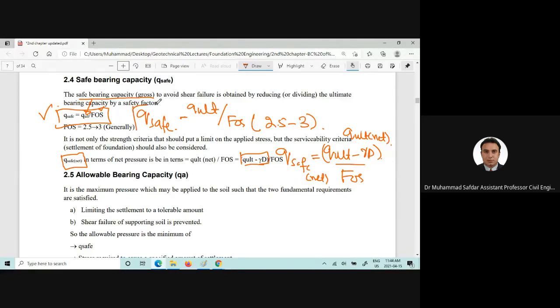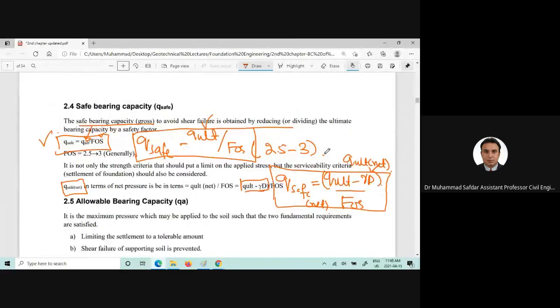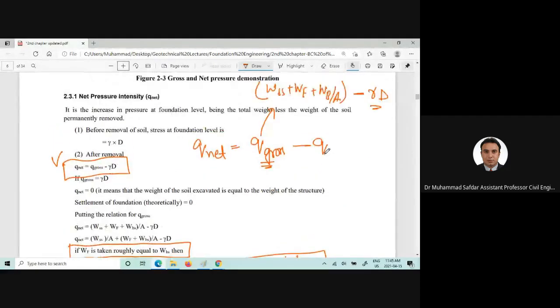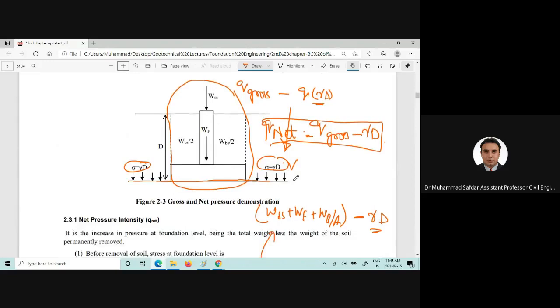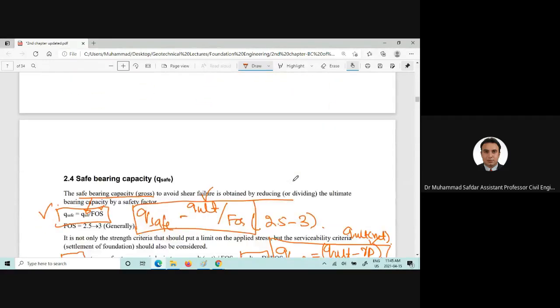If you want to find out the Q safe, you can simply take the value of the Q ultimate and divide it by the factor of safety. But if during the exam it is asked that you need to find out the Q safe net, then you need to subtract the overburden pressure which is exerted onto the foundation here, find out the net ultimate pressure intensity, and then divide it by the factor of safety.